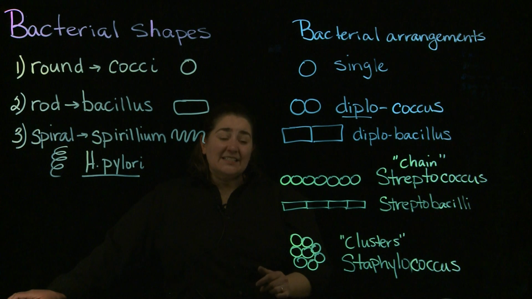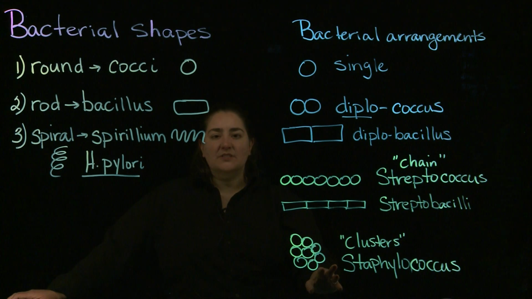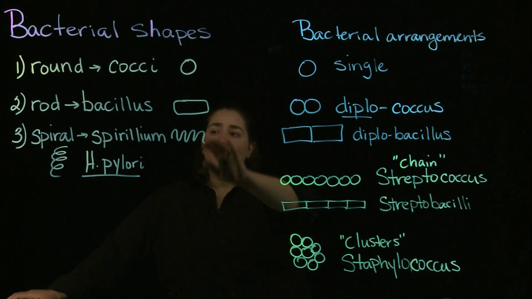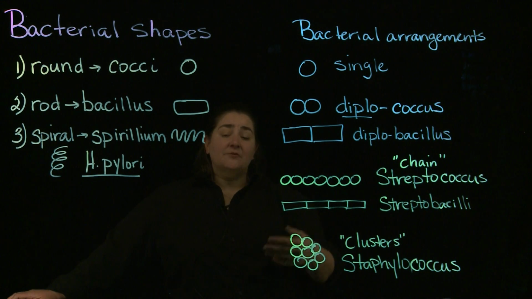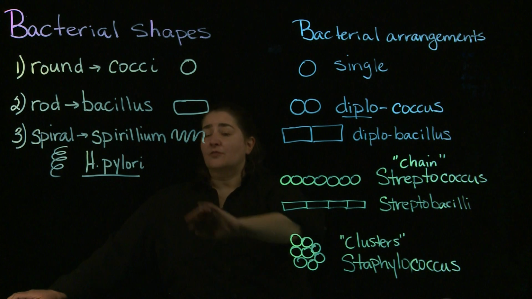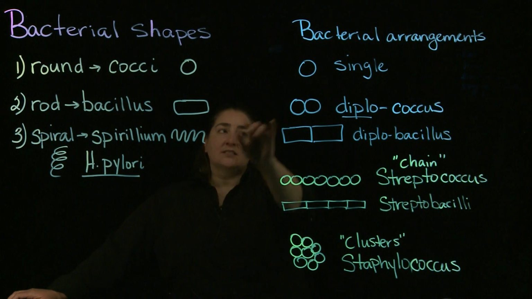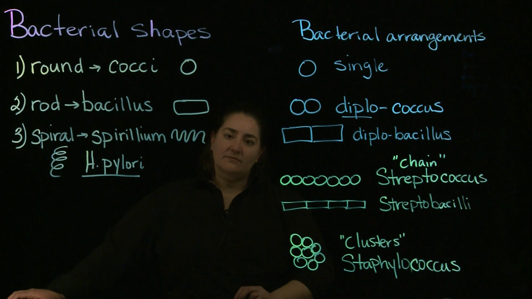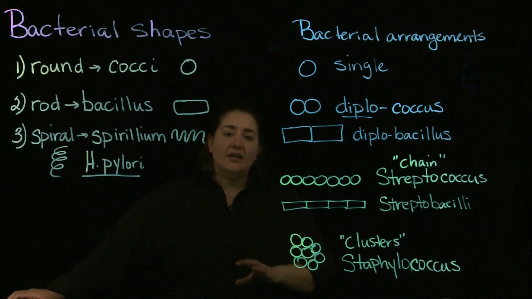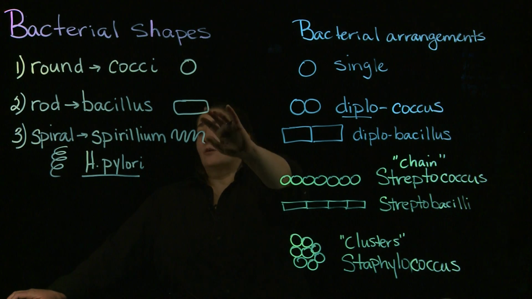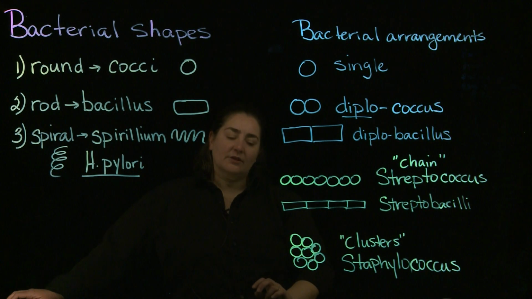If you notice, I didn't draw a Staphylobacillus. That isn't typically an arrangement we see with bacilli. And if you also notice, I left all of the spirochetes out. Most spirochetes are going to exist just as single bacteria. So there can be some variation. Your textbook goes into a lot more detail because there are some other shapes beyond round, rod, and spiral.